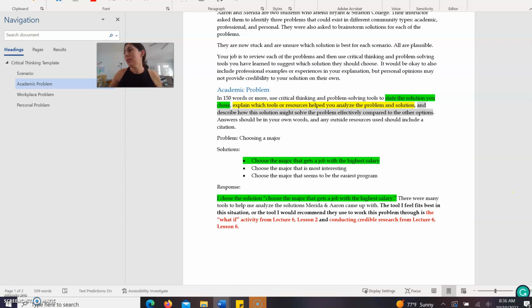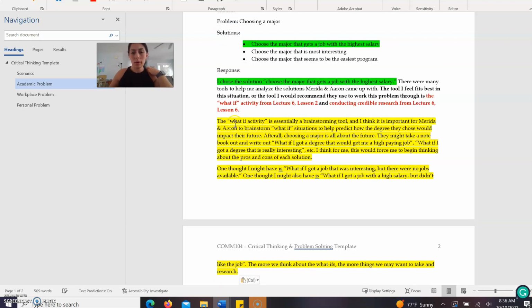The next thing you're going to do in the assignment, this yellow part here, is I basically just want you to explain, what are these tools all about? Like what is the what if activity, and why is research important? What is research? Okay, so I go in and I directly state the what if activity is essentially a brainstorming tool that gets us to think about the future.